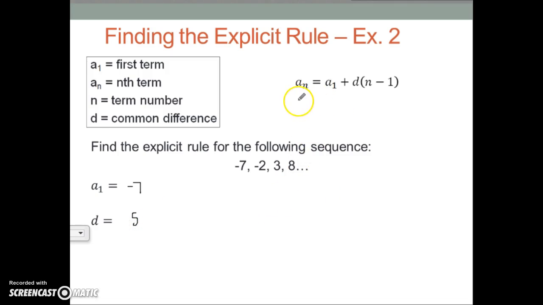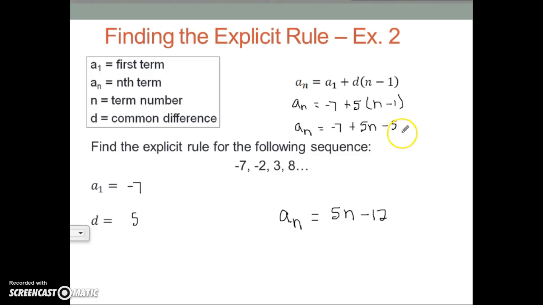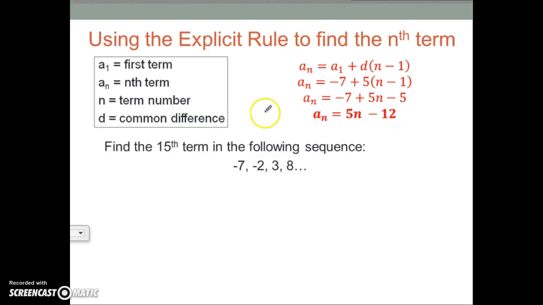So plugging into our equation, our first term is a negative 7. Our common difference was 5. And then we just simplify to find our explicit rule. So a sub n equals negative 7 plus 5n minus 5 to give us our explicit rule of a sub n equals 5n minus 12, because negative 7 minus 5 gets us to a negative 12. Then once you have that explicit rule, you can use it to find any term in a sequence.